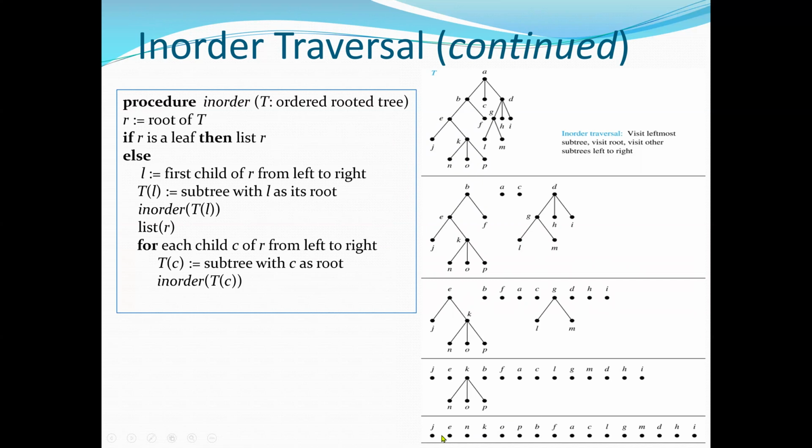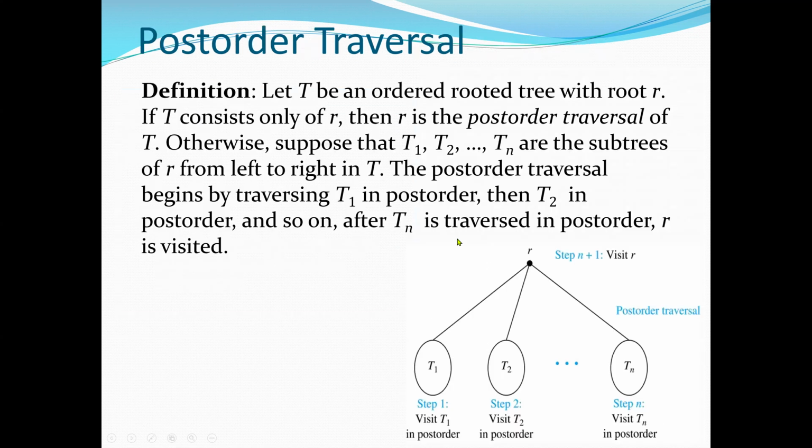So we can see the result here. We go through J, E, N, K, O, P. Then we go through B and then F. Then we go through C, leftmost down L. Then the same level with M, so L, M. Then we go through D. Then after D, we go through H and I. So that's our in-order traversal.